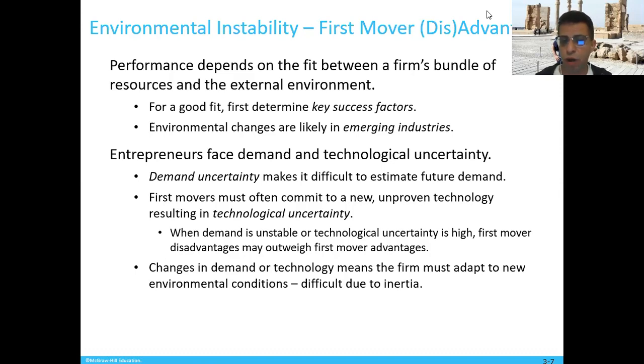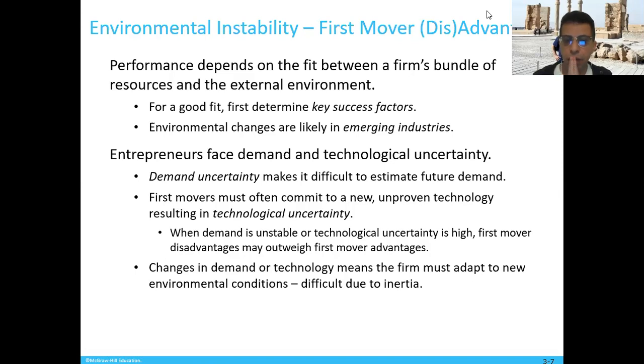First mover must often commit to a new and unproven technology, resulting in technological uncertainty. If you're going to a place where there is technological uncertainty, you have to have this feeling that you are committed to it. It's sweet that you are the first person who wants to try, and you're not afraid of failing. So you need to be committed to it.